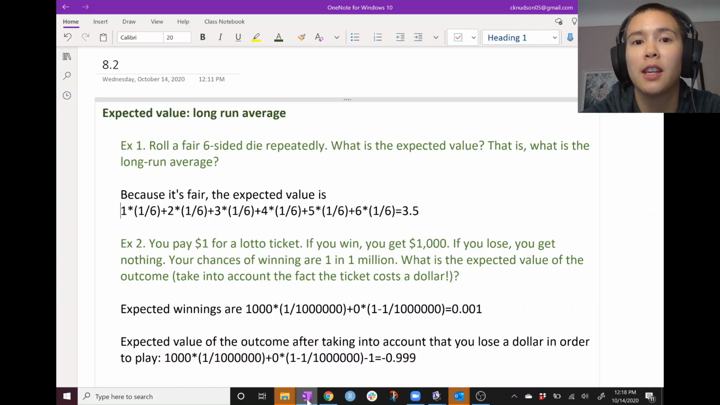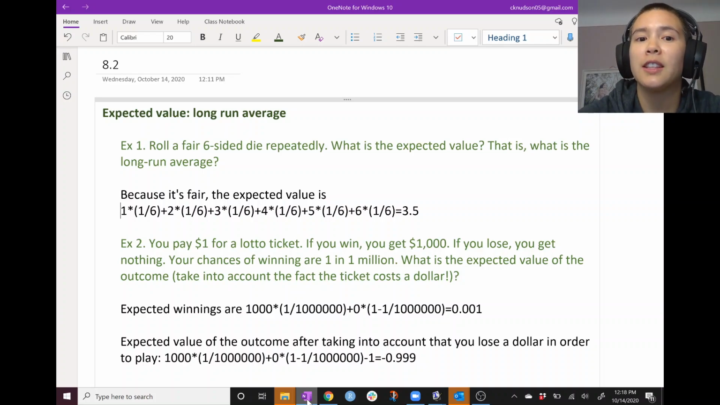So for example, say that you have a six-sided die and you are rolling repeatedly and looking at the number that comes out on top. What is the expected value of the die roll? In other words, what is the long run average of rolling this die over and over? Because it's a fair die, we know that the probability that the die comes up 1 is 1/6, and 2 is 1/6, and so on. Each side has an equal chance of coming up, and so each side has probability 1/6.